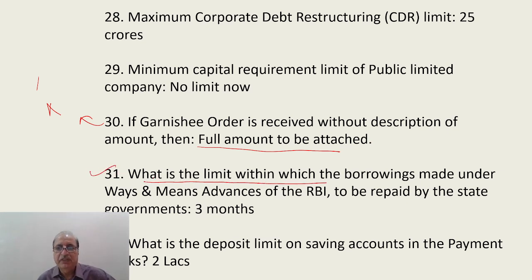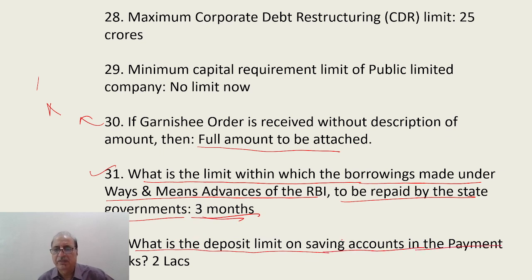Now question number 31. Within what limit must the borrowing made under ways and means advances of the RBI be repaid by the state government? Whenever the state government or central government needs some temporary limits, they go to the RBI and the RBI gives them temporary overdrafts, which are called ways and means advances, which have to be repaid by the government within 3 months. Question number 32. What is the deposit limit on saving accounts in payment banks? How much can be deposited in a savings account in a payment bank? The limit is 2 lakh now.